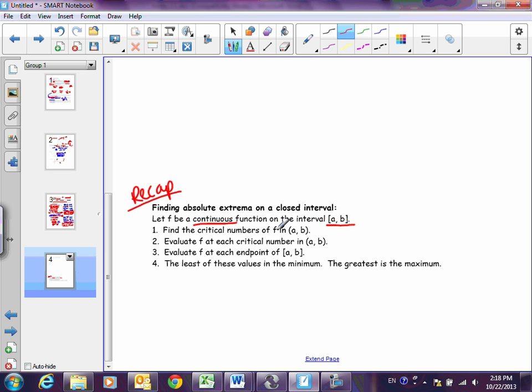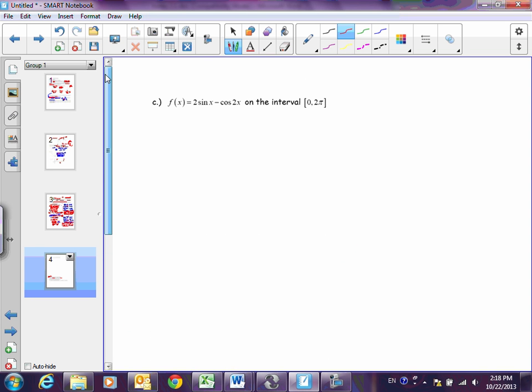All right, remember critical numbers, that was when our derivative was equal to 0 or our derivative was undefined. We evaluate the critical numbers. We evaluate at the endpoints, and then the least of these is the minimum, the greatest is the maximum. So this is just a little bit more detailed. This is what I was saying, but now it's typed out.